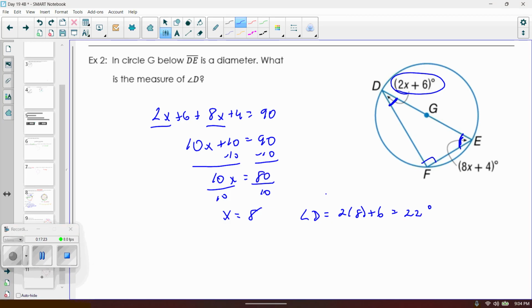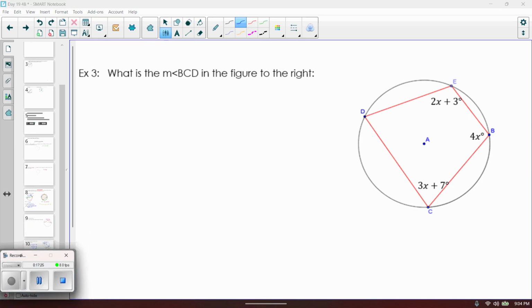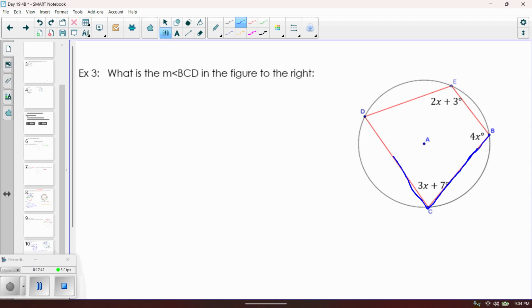All right, last example. We want to find out the measure of angle BCD in the figure to the right. So we have to find angle BCD first. If you start at B, go all the way down to C, and then up to D, we are talking about this angle right here, which is represented by 3x plus 7.